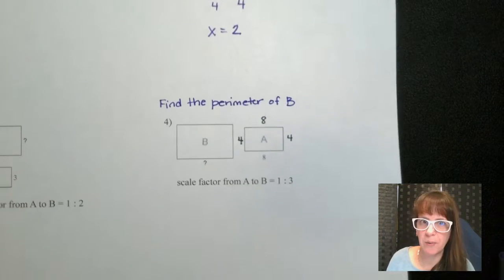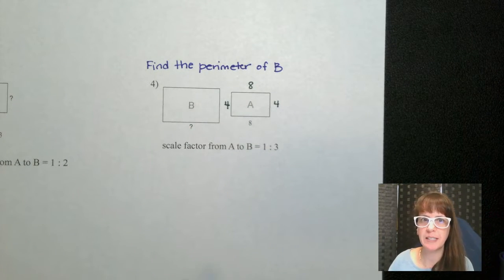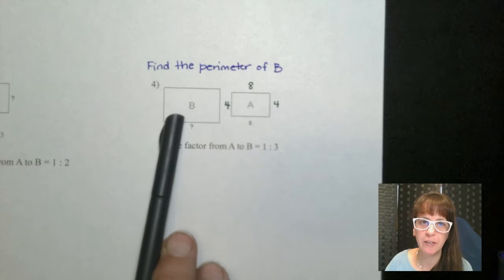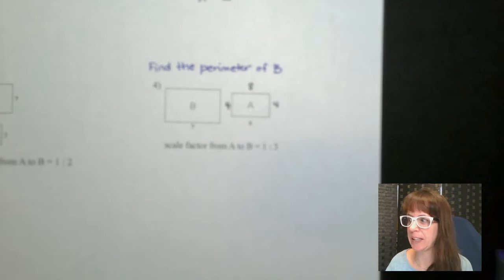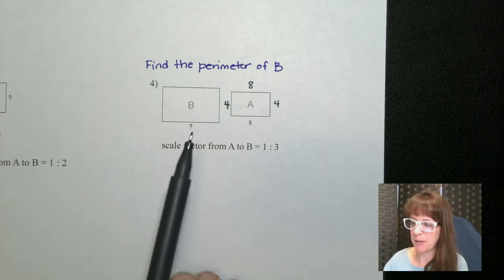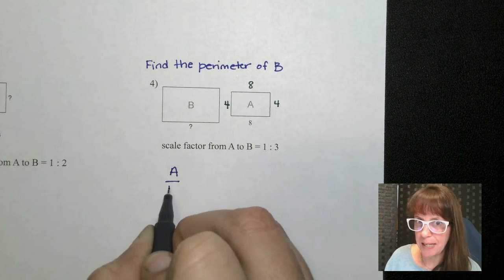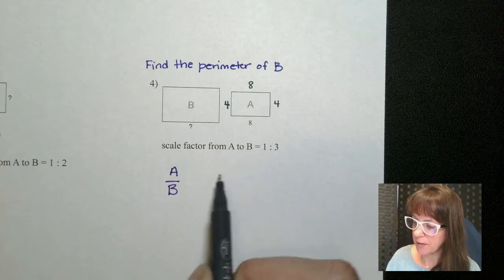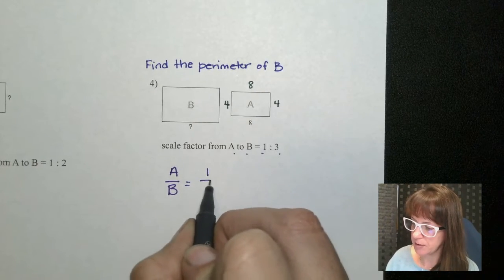Okay, so let's try another one. This one, we're going to find the perimeter of B. Now you have to be careful here. Scale factor from A to B is 1 to 3. Notice the A and B are backwards. A lot of times teachers and curriculum like to try and mess you up there, so you've got to pay really close attention to that. A to B is 1 to 3.